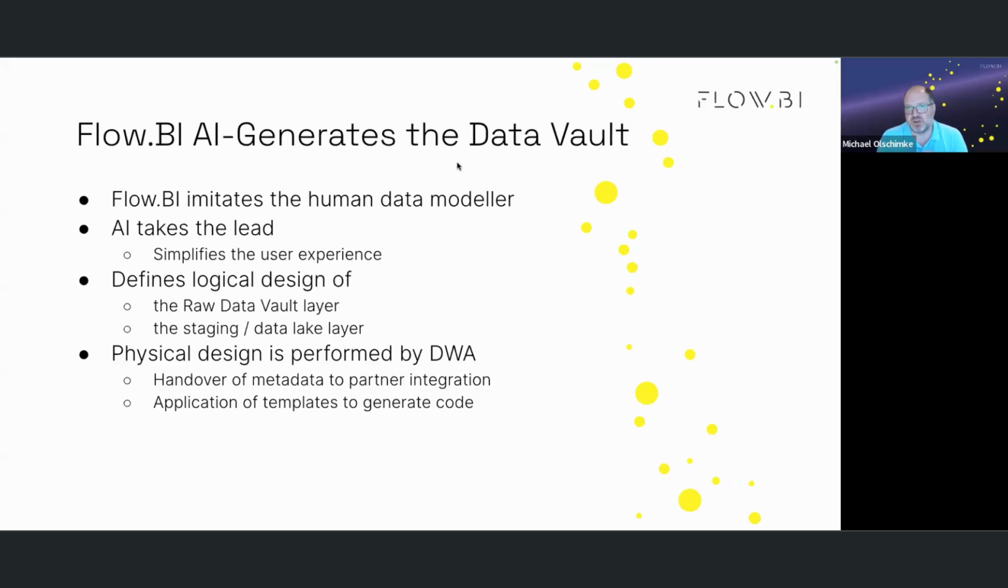We only generate a logical model, only because that's already a big deal if you ever modeled a data vault once in your lifetime. So the physical model is really performed by the database automation tool. So FlowBI hands over the metadata to, for example, Data Builder, Iris, or Datavault for dbt, and they will apply the templates inside their solutions to the metadata from FlowBI, and then essentially generate the target code. That's the big deal here.